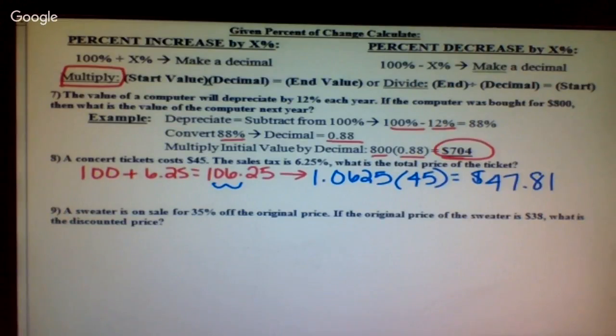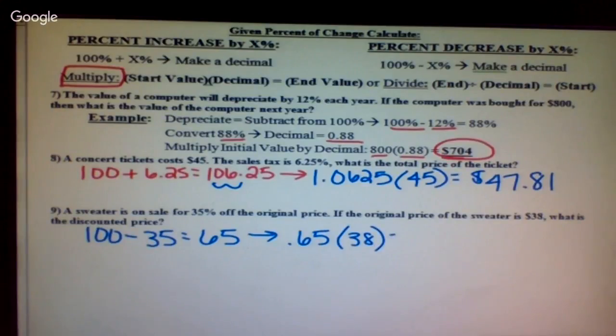Okay, so a sweater is on sale for 35% off the original price. If it's on sale, are we increasing or decreasing? Decreasing. So this time, we subtract from 100. That gives you 65, written as a decimal, 0.65. My original price is 38, so that means we multiply. So how much money do I pay for a sweater? $24.70.